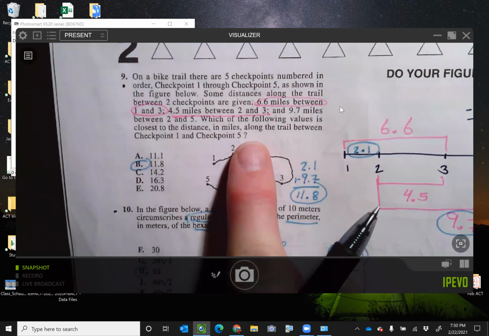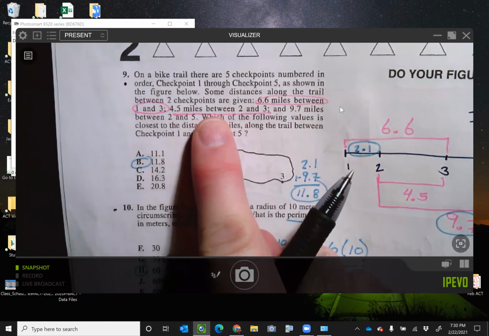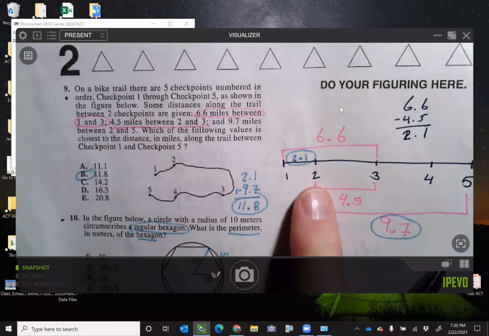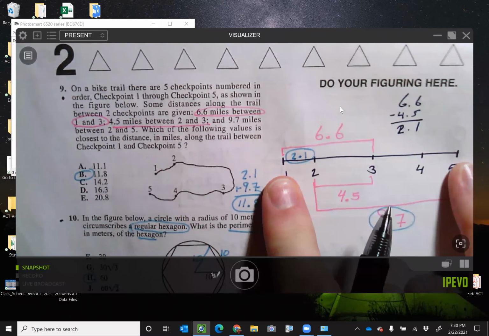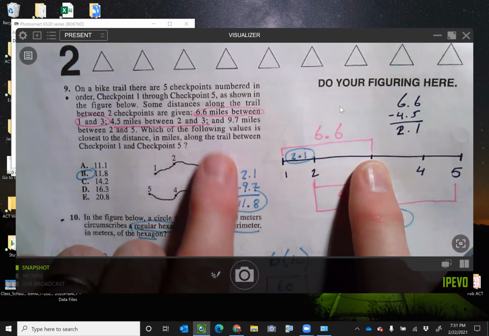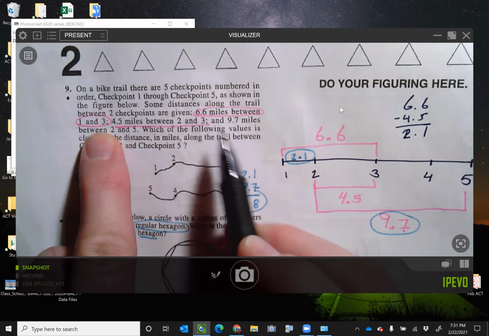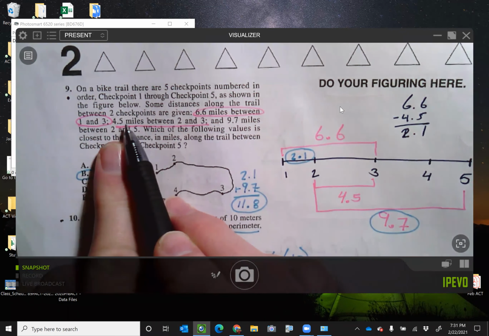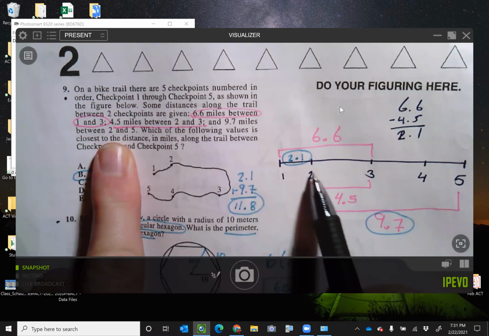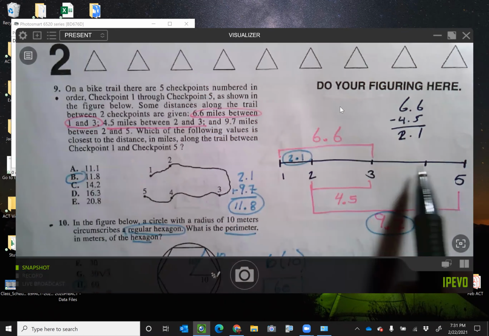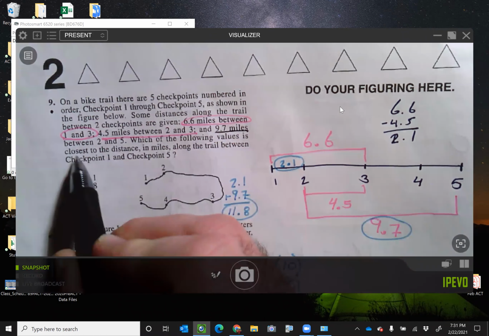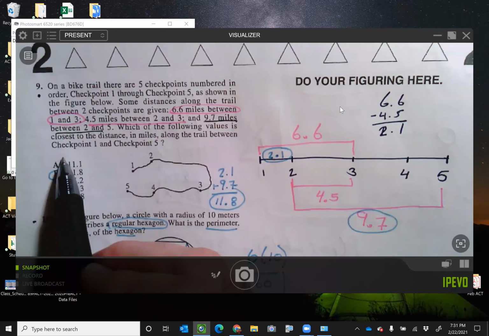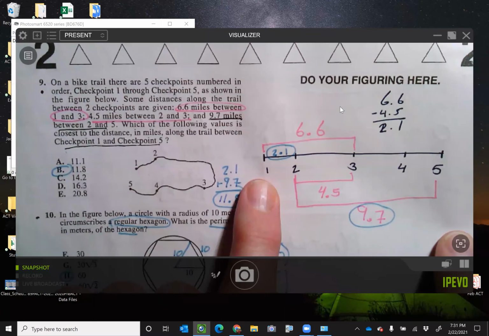Number 9 is telling us lots of distances between letters, right? Between numbers, between these different checkpoints. And for me, it was kind of hard to write it on this. So I just kind of straightened the road out and went from 1 to 5, right? And then I started putting the numbers in. Like they told us it's 6.6 between 1 and 3. So from 1 to 3 was 6.6. And then they tell us also it's 4.5 between 2 and 3. So from 2 to 3, I wrote down 4.5. And then they also say it is 9.7 between 2 and 5. So between 2 and 5, I wrote 9.7. The question says, how far is it from checkpoint 1 to checkpoint 5? From 1 to 5, this whole thing.